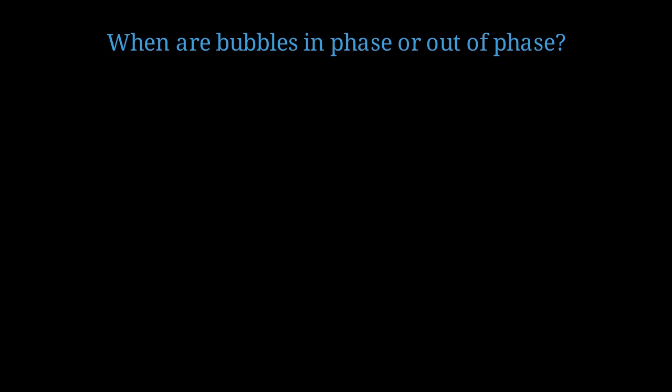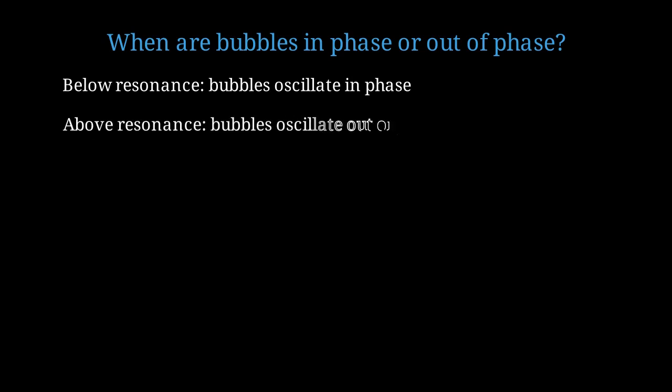When do bubbles oscillate in phase versus out of phase? When the driving frequency is below the bubble's natural frequency, bubbles oscillate in phase with each other, leading to attraction. When driven above resonance, bubbles oscillate out of phase, leading to repulsion. The resonance frequency equals 1 over R0 times the square root of 3 gamma times ambient pressure divided by density.